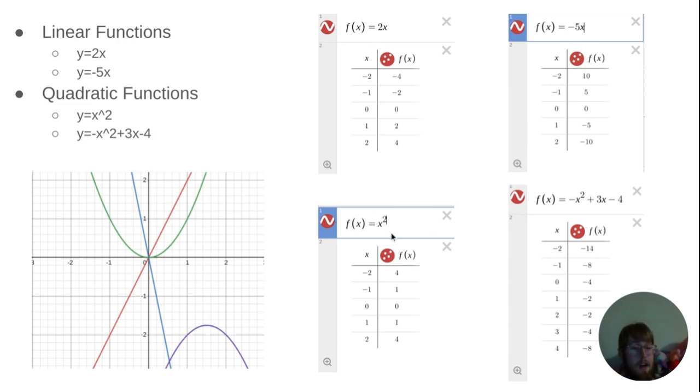Now for our quadratic functions, for our first one, I chose the same 5 x's to plug in. Negative 2 squared gives us 4, negative 1 squared gives us 1, 0 squared gives us 0, 1 squared gives us 1, and 2 squared gives us 4. We could plot these points on our graph and then graph a best line of fit onto those points.